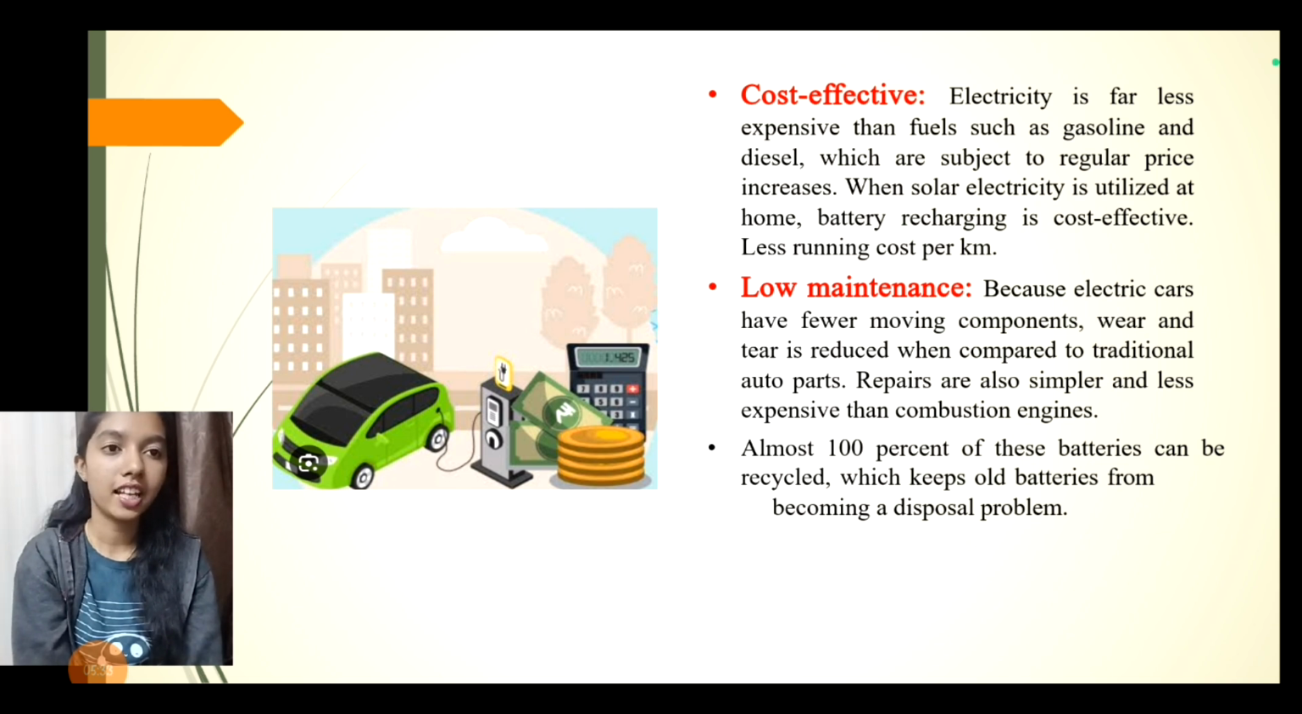Cost effective. Electricity is far less expensive than fuels such as gasoline and diesel, which are subject to regular price increases. When solar electricity is utilized at home, battery recharging is cost effective, with less running cost per kilometer. Low maintenance. Because electric cars have fewer moving components, wear and tear is reduced when compared to traditional auto parts. Repairs are also simpler and less expensive than for combustion engines. Almost 100% of these batteries can be recycled, which keeps old batteries from becoming a disposal problem.